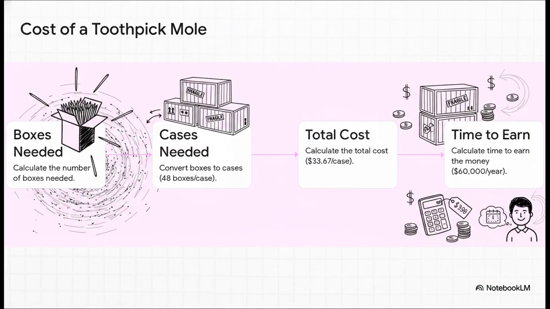Okay, so the plan is pretty simple. We'd start by figuring out how many boxes of toothpicks we need to get to that giant number. Then, how many shipping cases that would be. From there, we can get the total cost, and then, just for kicks, we'll figure out how long it would take someone making a pretty good salary to pay for it all.